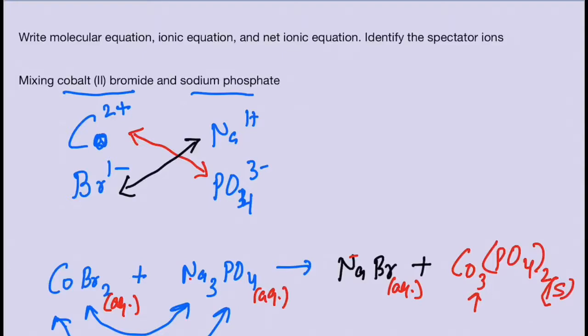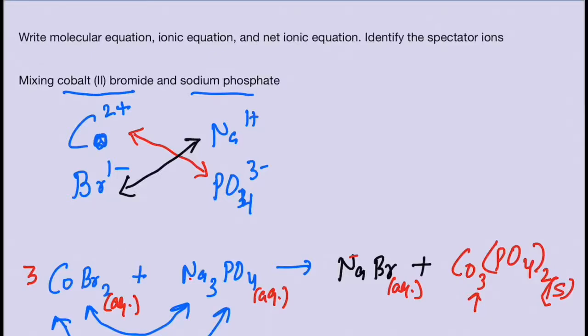So since you have 3 cobalts on the product side, I have to go back onto the reactant side and see what I can do to make 3 cobalt. And seems like it's an easy fix. I can put 3 in front of cobalt 2 bromide, and that would make 3 cobalts on the reactant side. Okay, so that takes care of the cobalt.